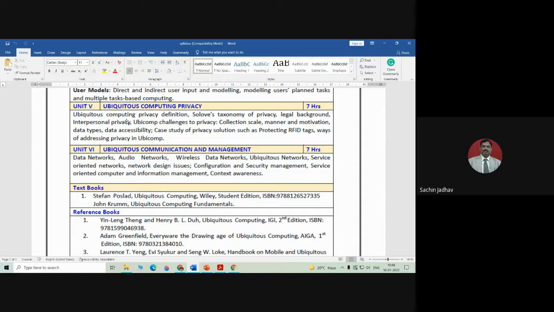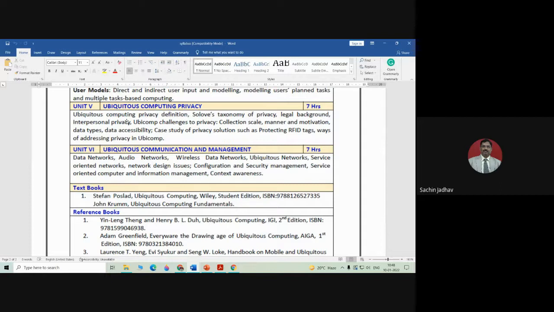So the collection scale, right? Maybe it is large, maybe medium level, maybe higher level. Like that, the collection scale, the collection manner by which the information gets collected, and for what purpose the information is collected, that is the motivation for collection. Then in which kind of format the information needs to be collected, and what data accessibility rules and regulations are there. Okay, so all these things need to be understood to address the challenge of privacy.